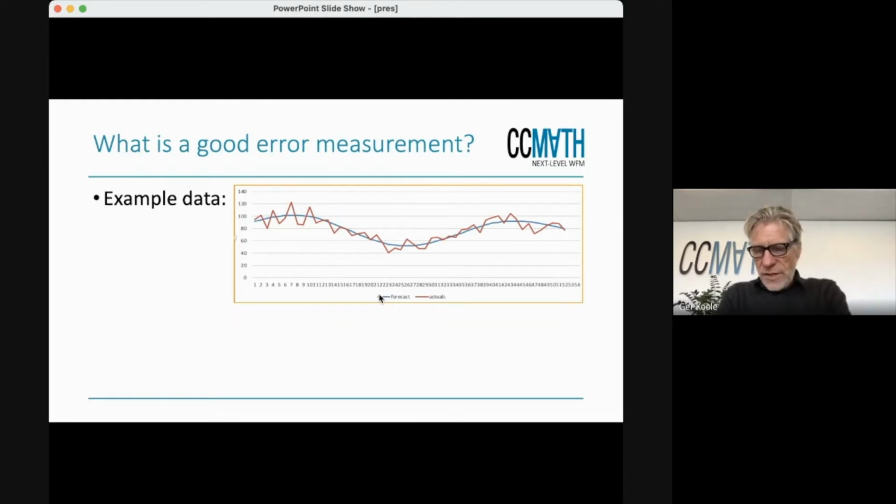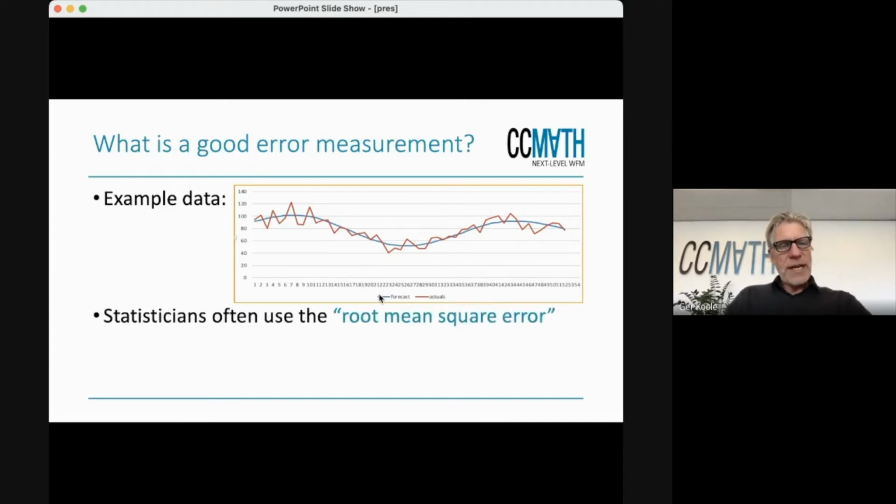Let's just take some example data. So here in blue, you see a forecast, and it's a nice smooth curve. So I think this looks like a good forecast, and actuals. And I think that you will agree, if you look at the actuals, that the forecaster actually did quite a good job. Now you ask a statistician, can you tell me how good is this forecast? And a statistician will often come up with something like the root mean square error. Yes? And some of you probably followed some statistics courses.